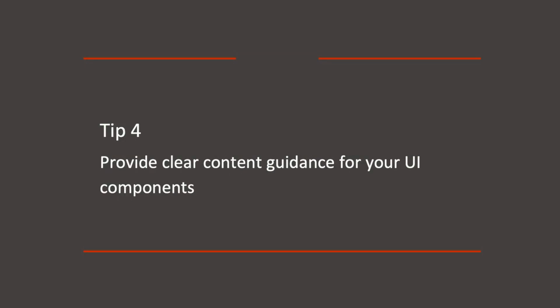Tip 4 is to provide clear content guidance for your user interface components. A lot of the design systems I've worked with do have content guidance, which is great, but some of the ones I looked at out in the wild didn't have a lot of guidance around content. So yes, we've got a form label, but what should that form label be? Yes, we've got hint text, but how should we structure that hint text, or how should we structure an error message?